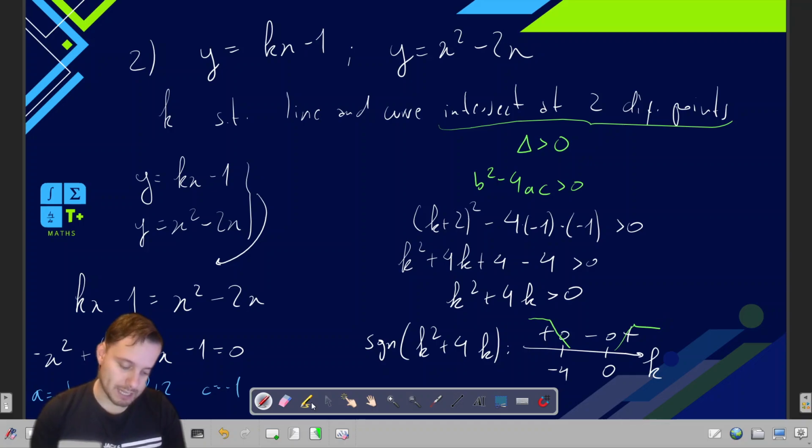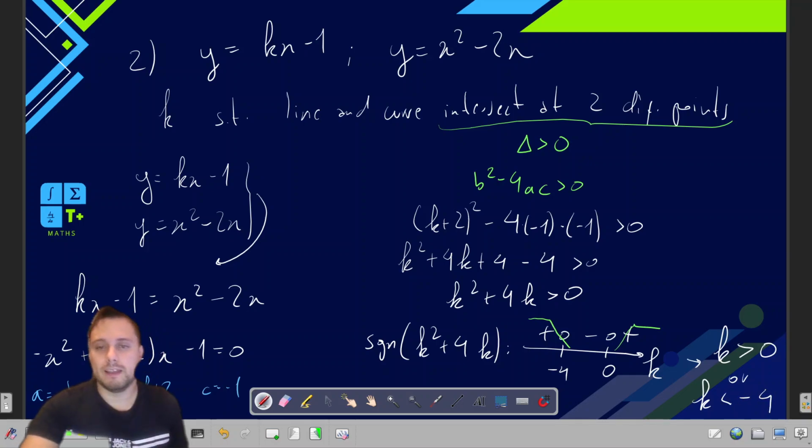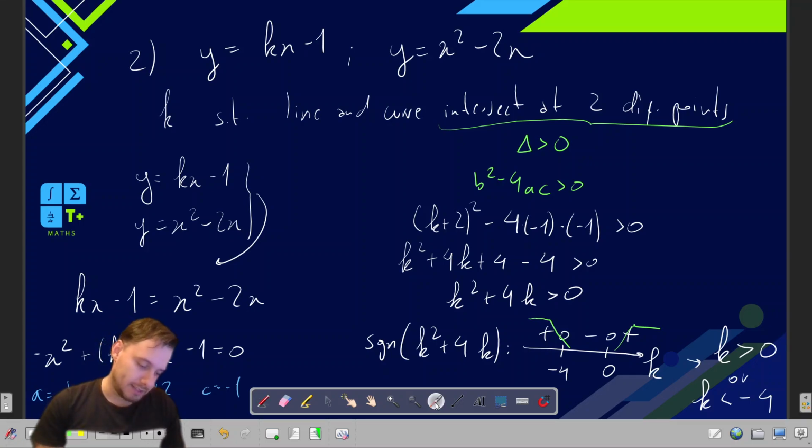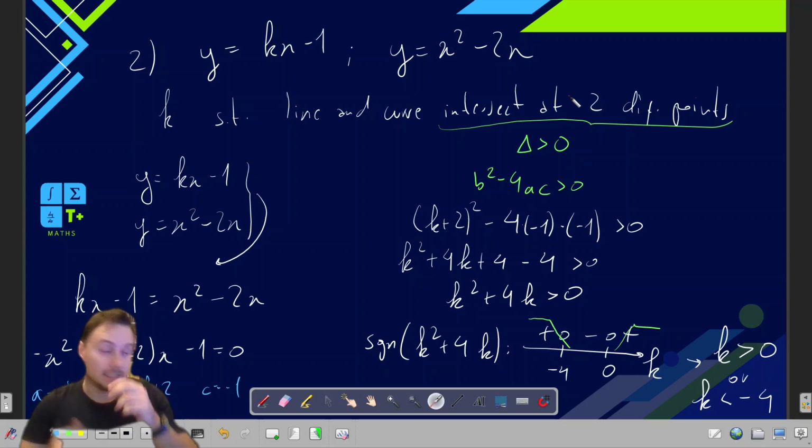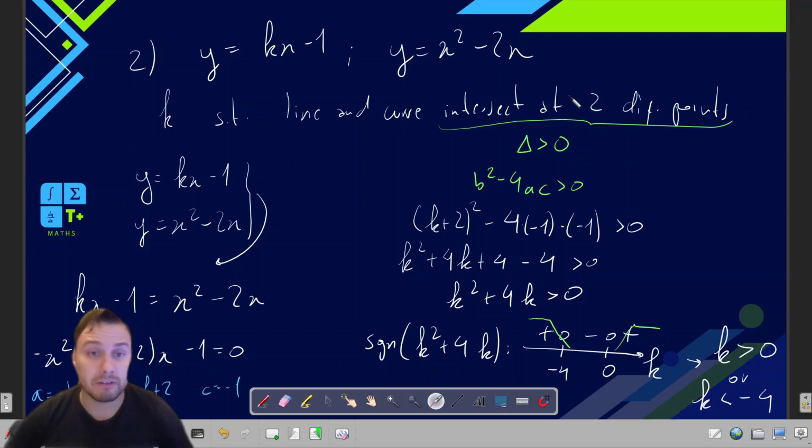So what is it that I'm looking for? I'm looking for values of k that are either greater than 0 or values of k that are less than negative 4. These are the set of values that will make this system of equations, this line and this curve, intersect at two different points. It's a very interesting, very complete exercise.